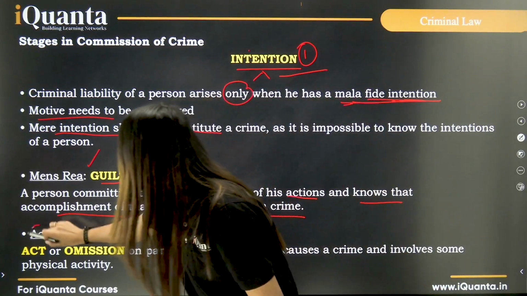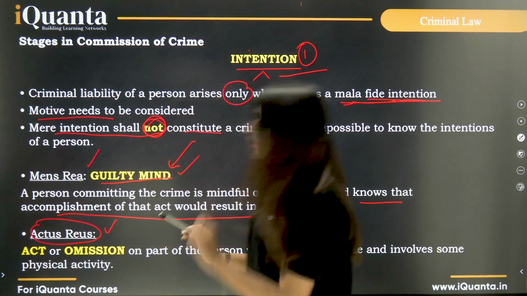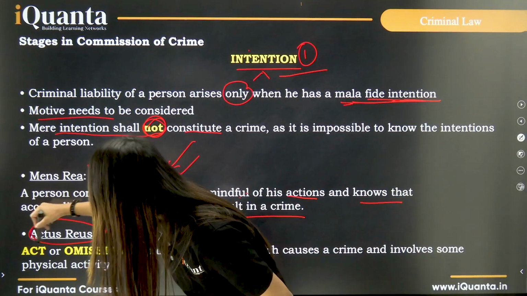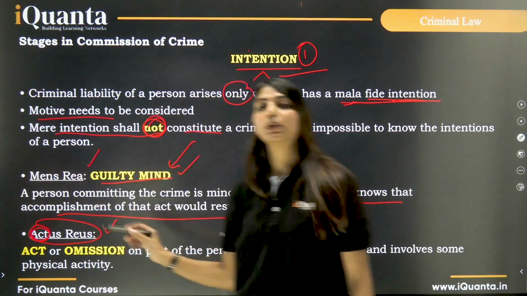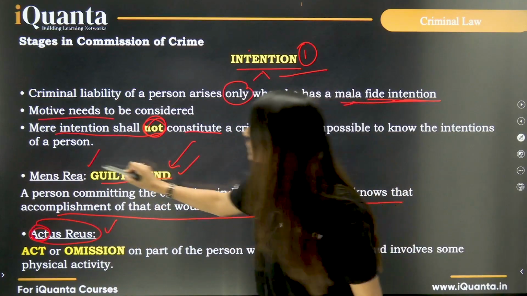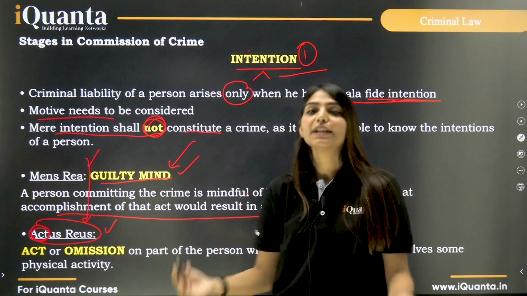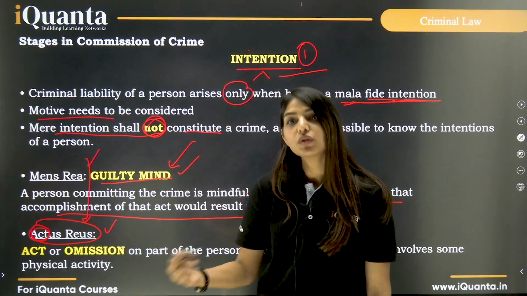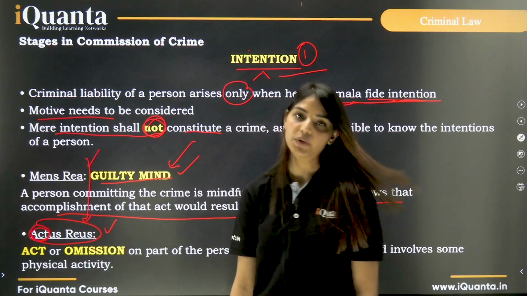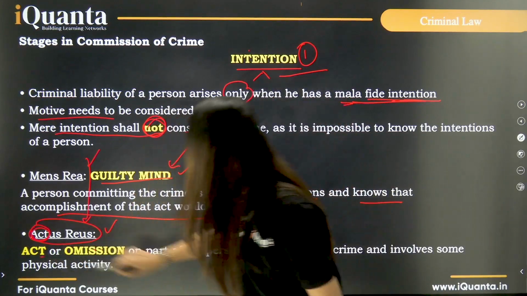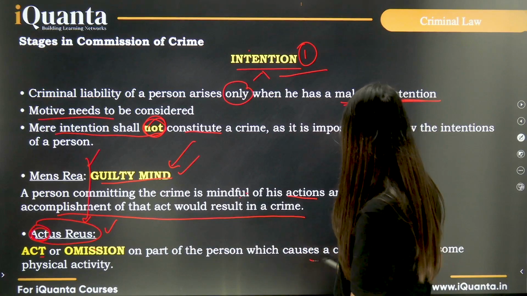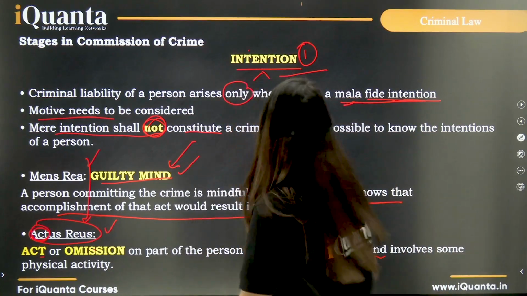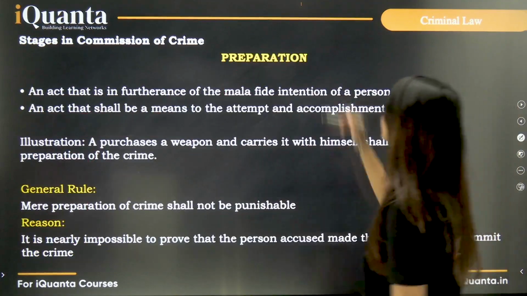When we talk about the actus reus, just look at the word act, right? This is exactly what we're talking about. When you act in furtherance of this guilty mind, that is called the actus reus. And I already said that whenever we use commission, we will also be including the term omission. So it is an act or omission on the part of the person which causes a crime and involves some physical activity, as we were discussing.